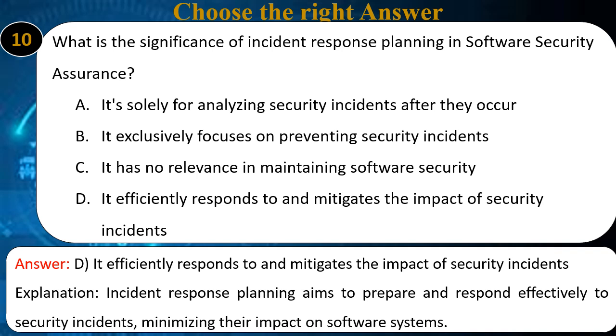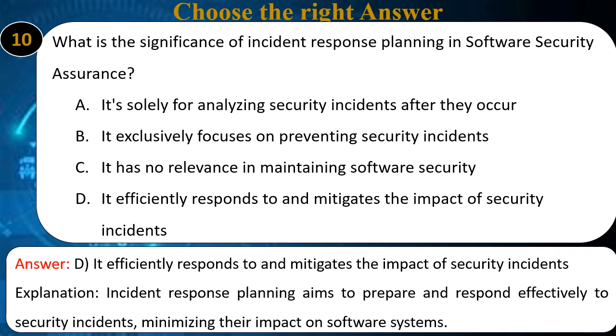The correct answer is D. It efficiently responds to and mitigates the impact of security incidents. While all the other options have some connection to incident response planning, IRP, they miss the core benefit within the context of software security assurance, SSA. Here's why. A. Analyzing incidents is valuable, but IRP goes beyond post-mortem analysis. It focuses on having a predefined plan for immediate response, containment, and damage mitigation if a security incident occurs.